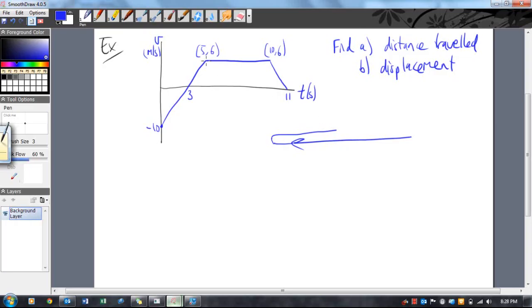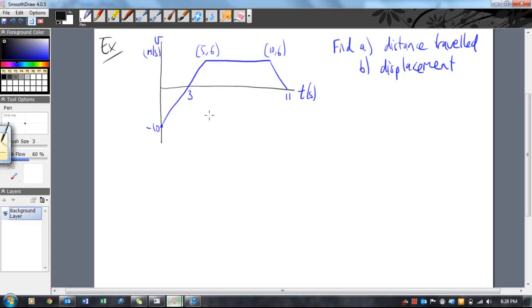And then at 5 seconds, it travels at a constant velocity for this entire time here. For how many seconds is that? For 5 seconds. It's traveling at 6 meters per second for this time here. So constant velocity. And then here it starts to slow down, and it comes to a stop. Its velocity is equal to 0 at 11 seconds. Okay, so that's what's going on. Got to get used to learning how to read these things. That's what we've got here.